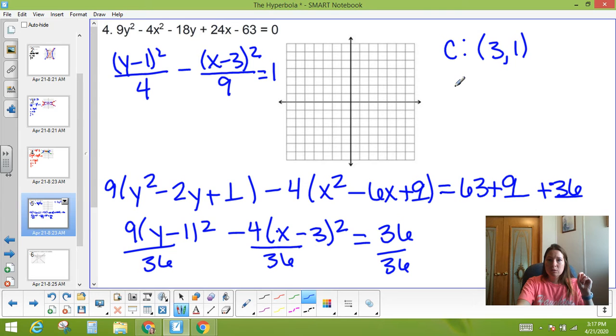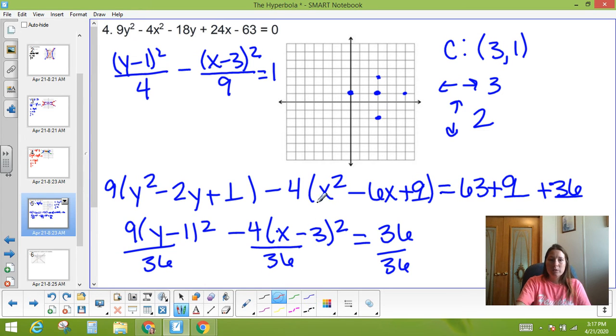All right, so then we need to know how far do we go left and right, how far do we go up and down. So again, remember that it matters what variable they're underneath. So underneath the x is a 9, so that means left, right, we're moving 3. Underneath the y is a 4, so up, down, we're moving 2. All right, so go to 3, 1. And then we're going to go out 3 and up and down 2.